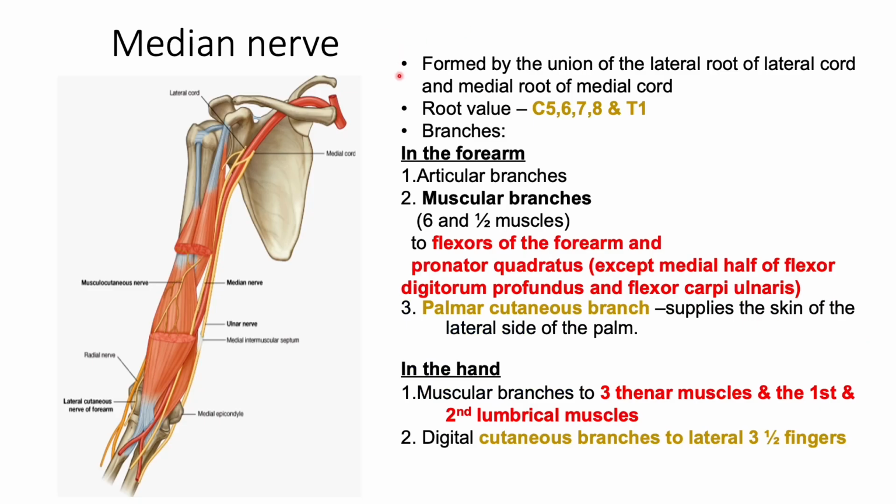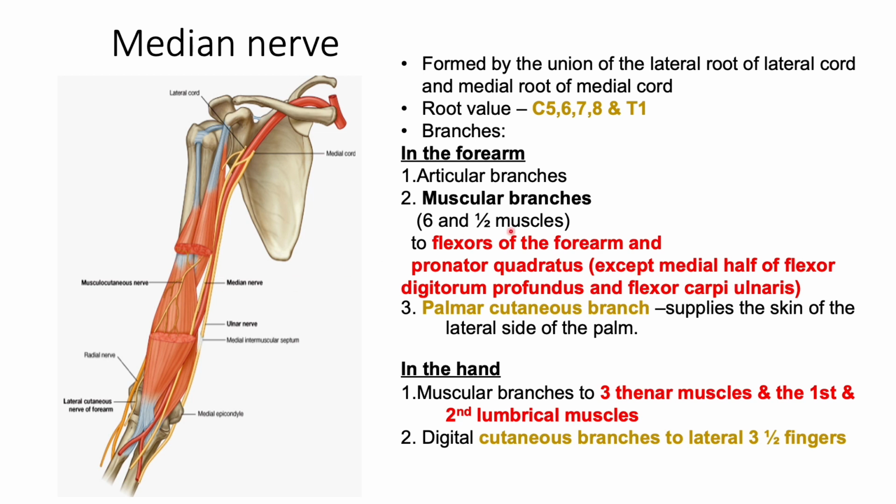Median nerve formation: union of the lateral root from the lateral cord and the medial root from the medial cord. Since the contribution is from two cords, its root value is C5 to T1. The branches are mainly in the forearm and the hand; no branches in the arm region. In the forearm it supplies the muscles of the flexor or anterior compartment of the forearm, except two muscles. It also gives articular branches in the forearm to the elbow joint.